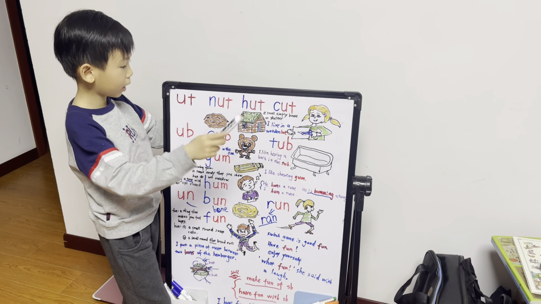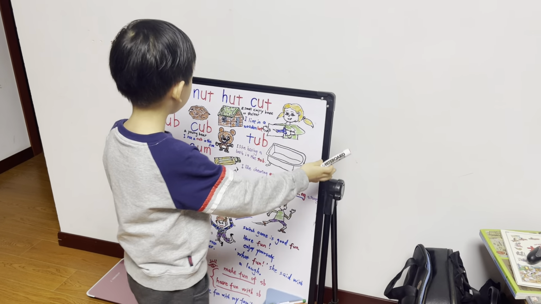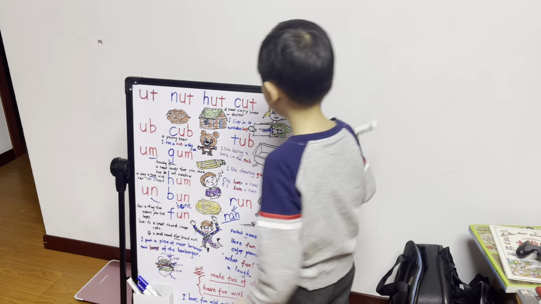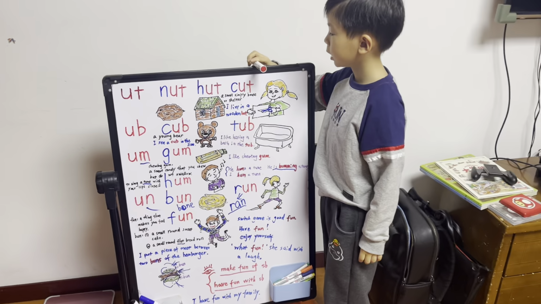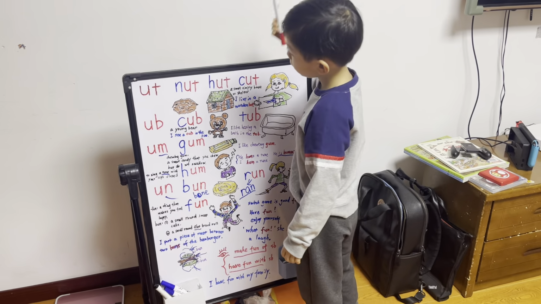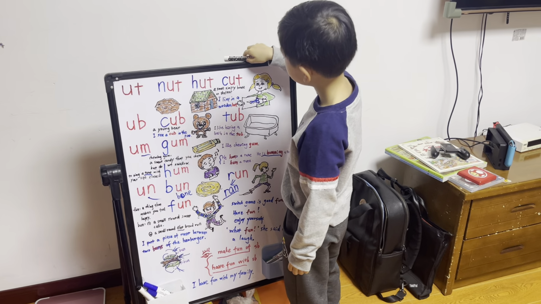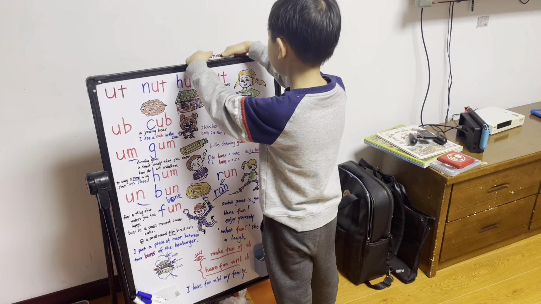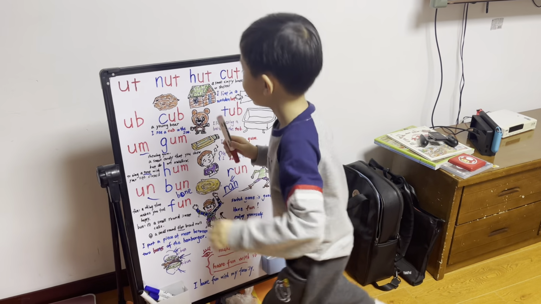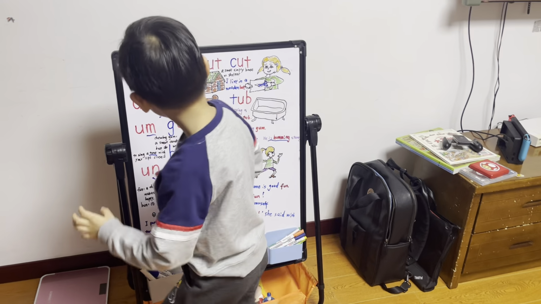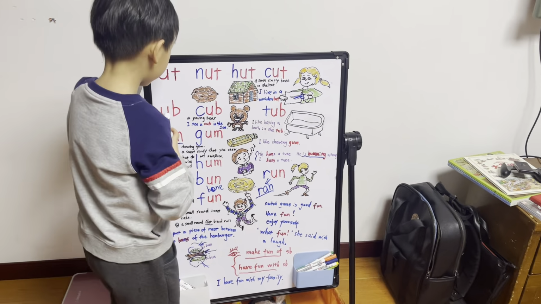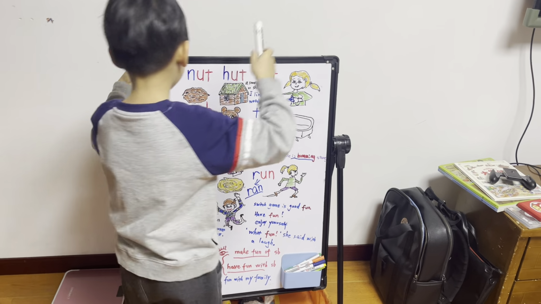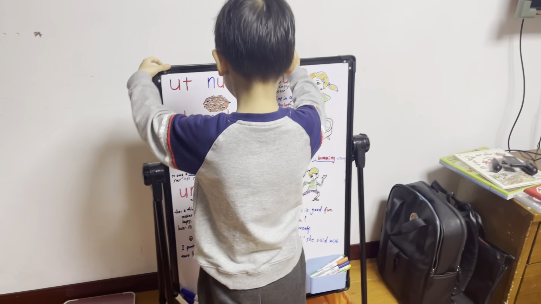Nut. A small, simple house. A little house. It is called a hut. Hut. Good. The girl is? Cut. Cut. Okay. U says A. B says B. U, B says up. Okay. C says? Cup.